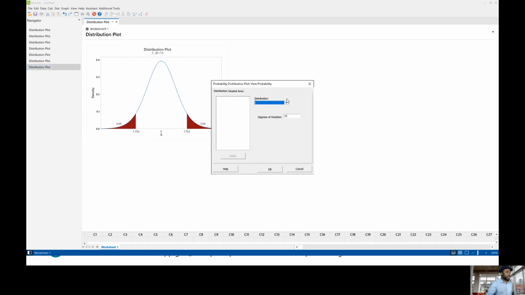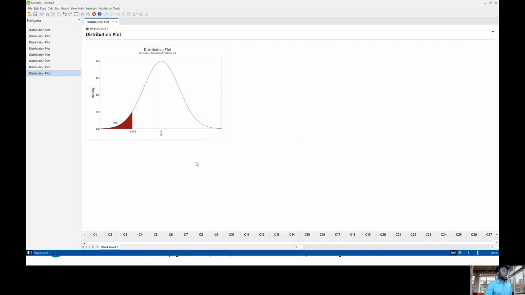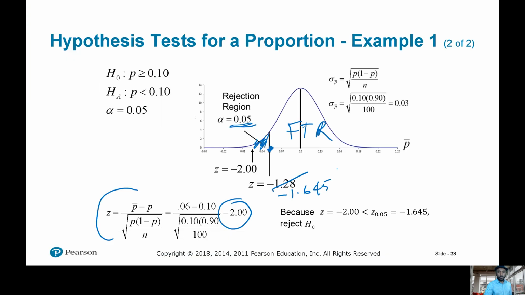So let's go back here again to the last operation. Change it back to normal. Let's become normal. And ensure that the mean is 0 and 1. That's a standard normal distribution. Go to shaded area. And this time around, we look at left tail. And what is the area? What's alpha? Alpha is 0.05. And then you press OK. And you can see that the critical value is negative 1.645. Great. So negative 1.645.